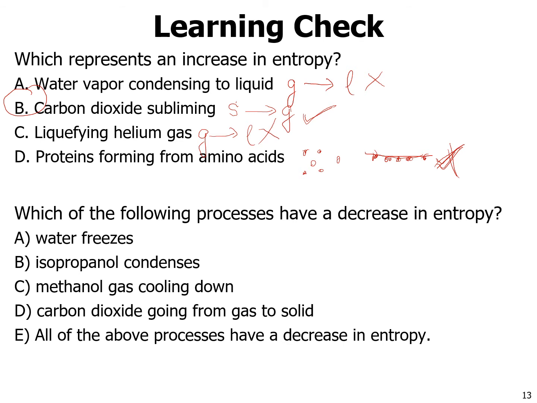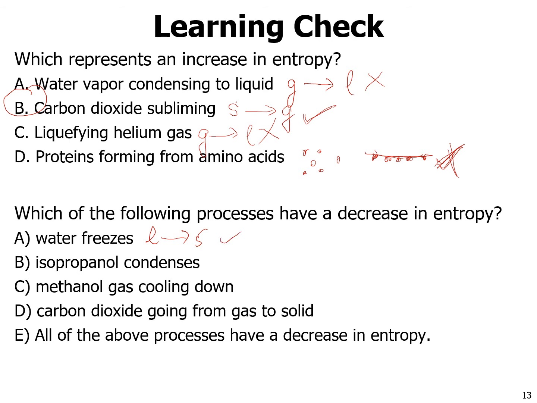Which of the following processes have a decrease in entropy? Water is freezing. The freezing process essentially means liquid is getting converted into solid. Liquids have more entropy, solids have less entropy. So yes, entropy in this case is decreasing. So this could be one of our options.